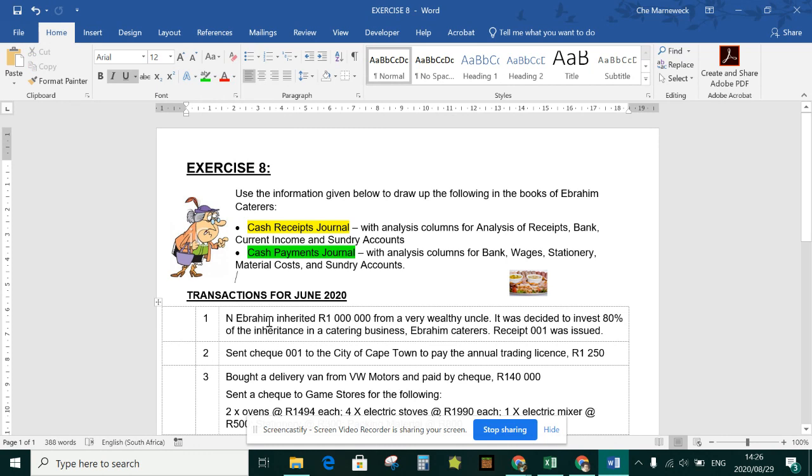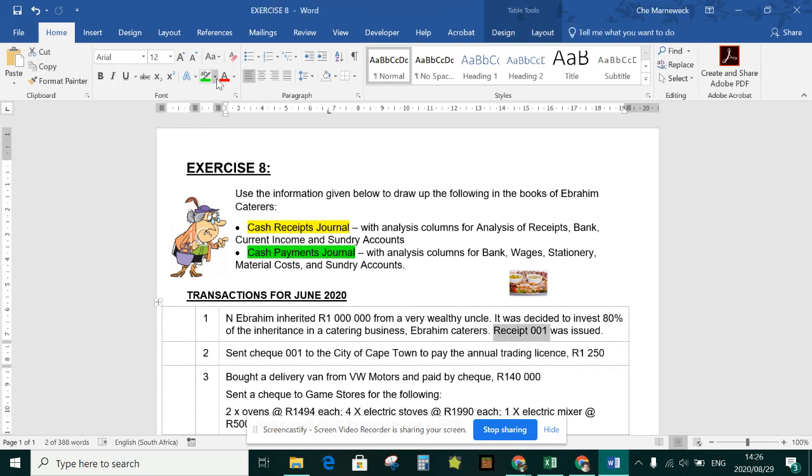So we have N. Ibrahim inherited R1 million from a very wealthy uncle. It was decided to invest 80% of the inheritance in a catering business. Ibrahim Caterers, receipt 001 was issued. So number one, we're getting given a receipt number that would go in our receipts journal. We also have the owner putting money in to start the business. So that is definitely a cash receipts journal transaction. Yellow.